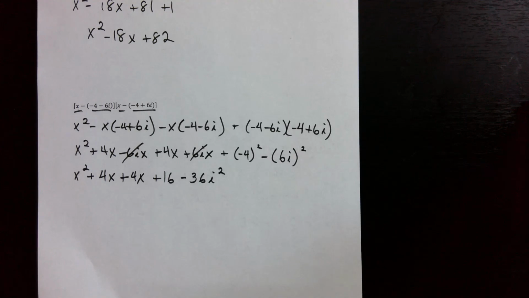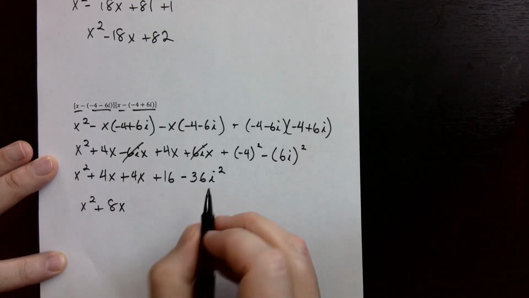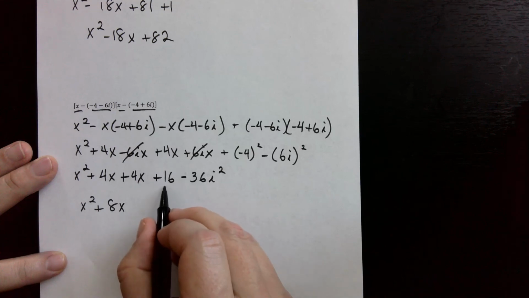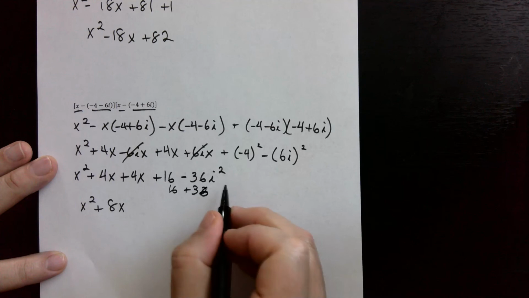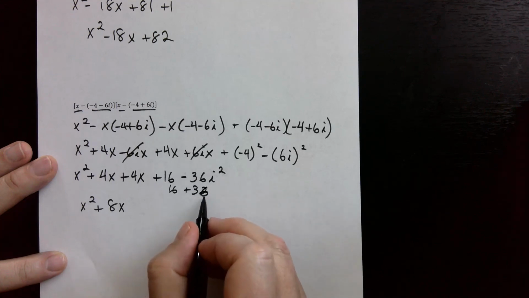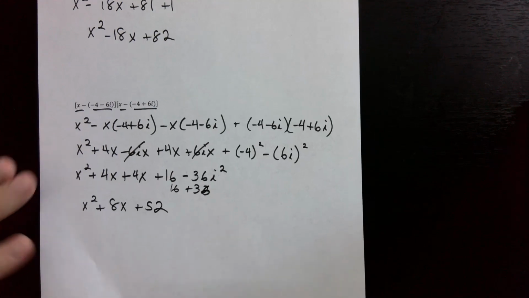So this gives us x squared plus 8x, and then that'll be 16 plus 36 once I take care of that. So that will be 52. So plus 52. And that's it.